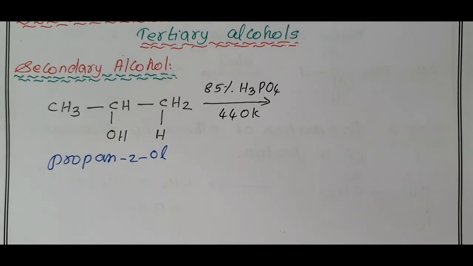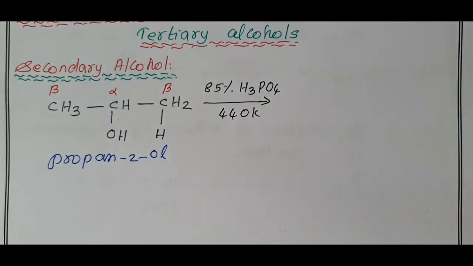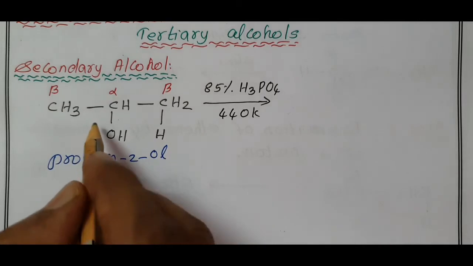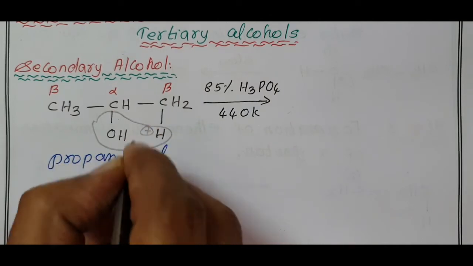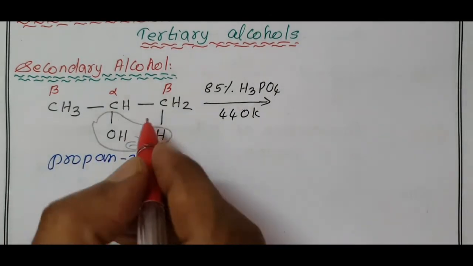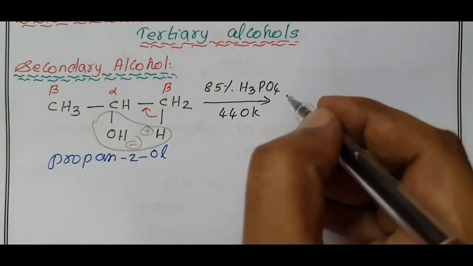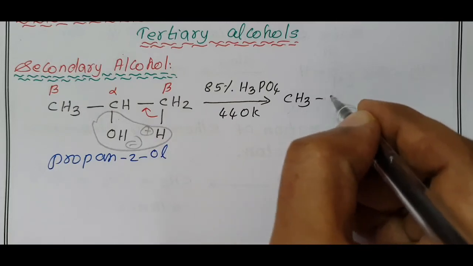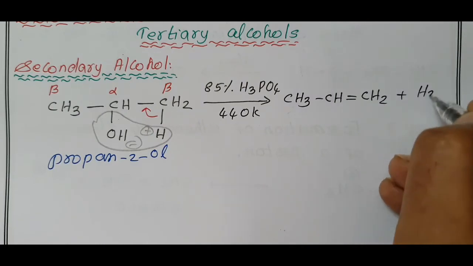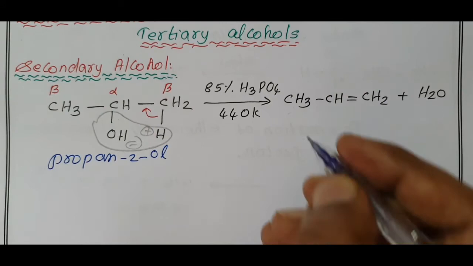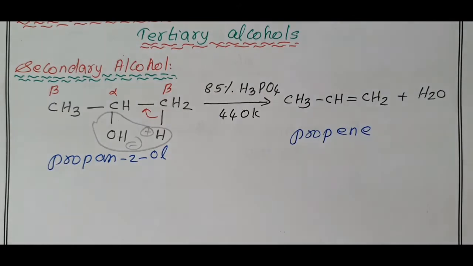The carbon atom to which the functional group is attached is called the alpha carbon atom. The next carbon is called the beta carbon atom. OH minus is removed from the alpha carbon, H plus is removed from the beta carbon. Now this bond is shifted between 2 carbon atoms, giving an alkene, CH3, CH, double bond CH2, plus loss of an H2O water molecule. What is the name of the product obtained? We know 3 carbon, propane, carbon double bond, propene.